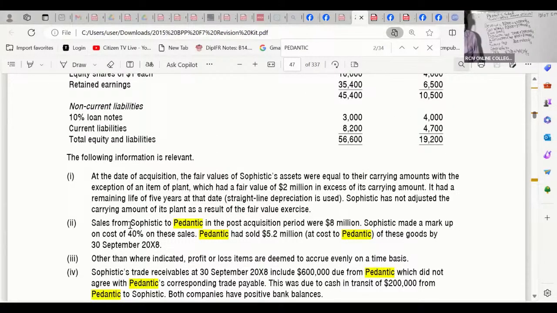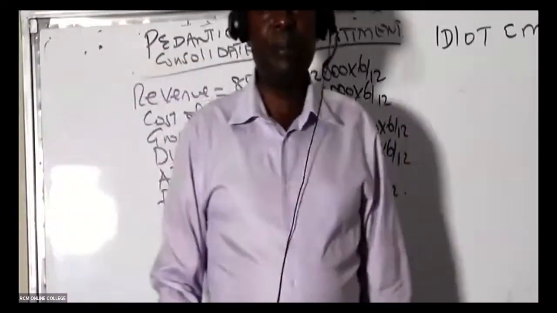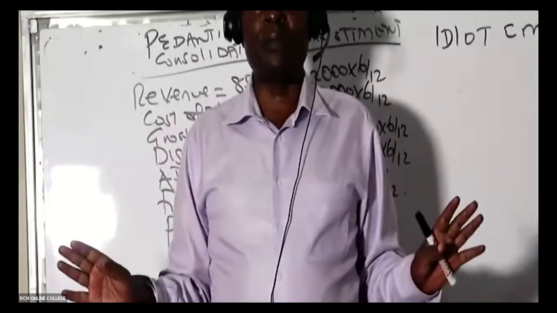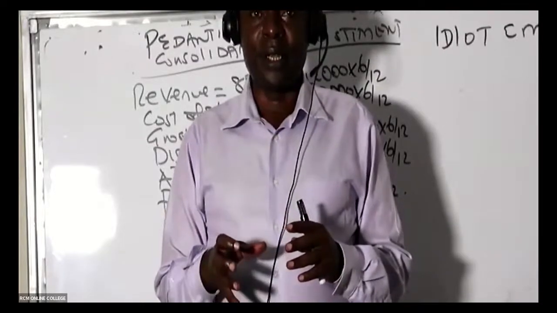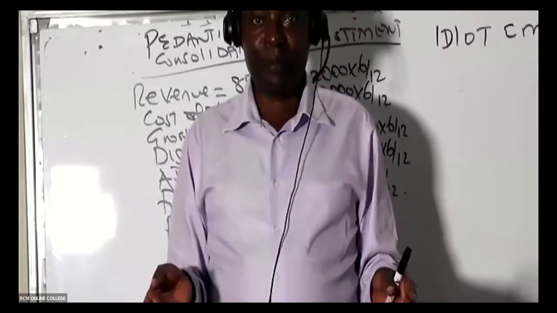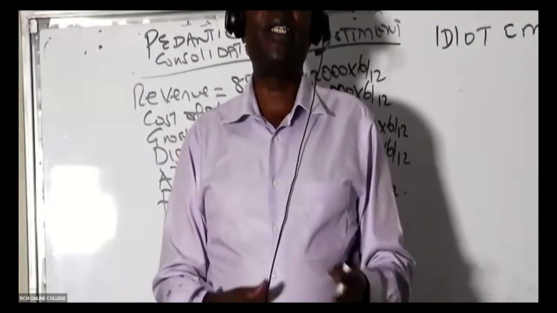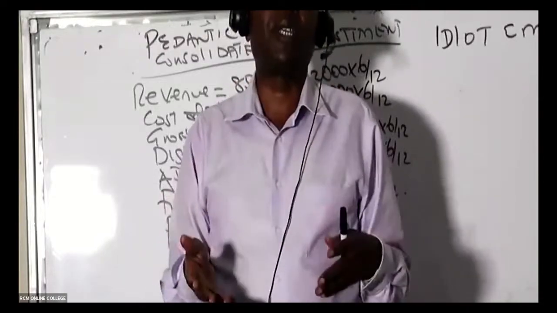Sales from Sophistic to Pedantic in the post-acquisition period was what year? 8,000. Now, ladies and gentlemen, remember, whenever these two related entities do business, that is not a genuine sale. That is basically a transfer of goods, like a departmental transfer of goods. We transferred from department A to department B. These are the same companies. Sub means part of the parent.